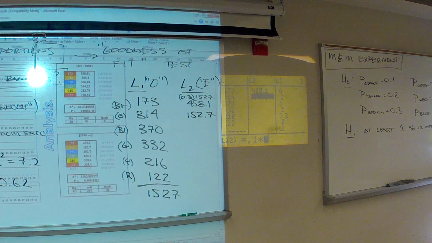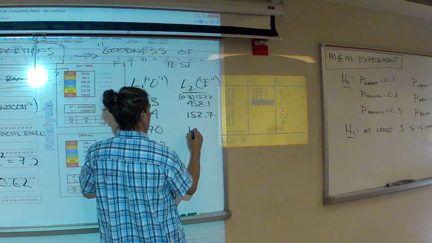0.1 times 1527. Absolutely. And so forth and so on. You can totally do it that way. Does that make sense? Use it as a spreadsheet. I'm gonna fill in the rest of them here.